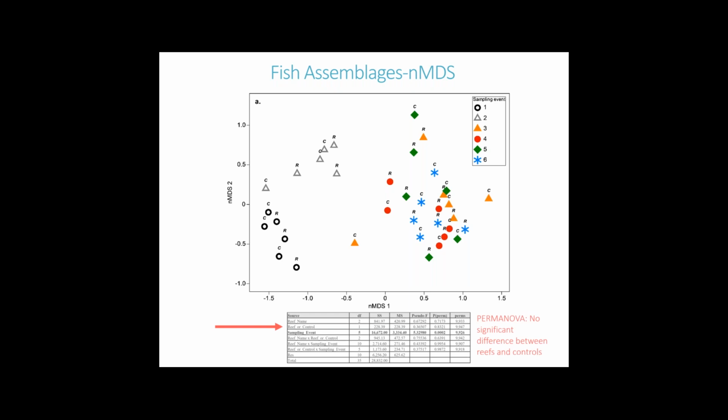Statistically, when we look at this, we see no difference between reef and control assemblages using a PERMANOVA analysis, but we did see significant differences in sampling events. So when the samples were collected, we see different results associated with sampling event.